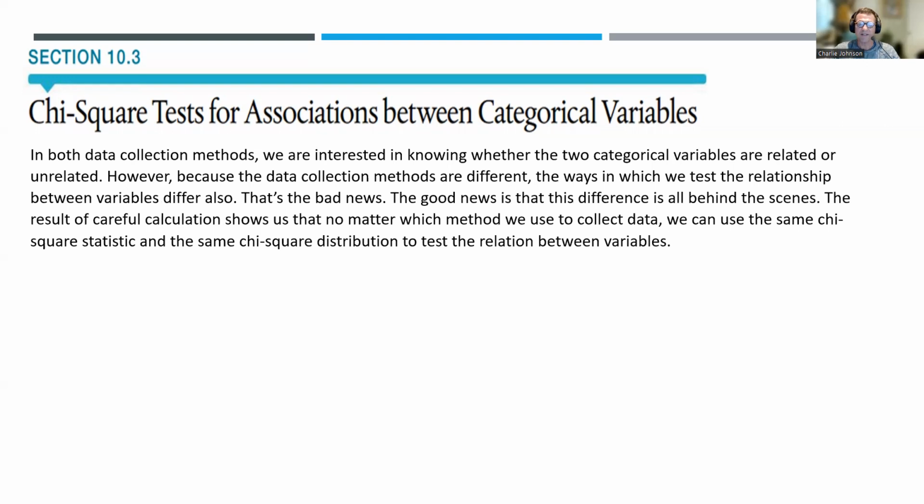In both data collection methods, we're interested in knowing whether the two categorical variables are related or unrelated. However, because the data collection methods are different, the ways in which we test the relationship between variables differs also. Well, that's the bad news. The good news is that this difference is all behind the scenes. The result of careful calculation shows that no matter which method we use to collect data, we can use the same chi-square statistic and the same chi-square distribution to test the relation between the variables.